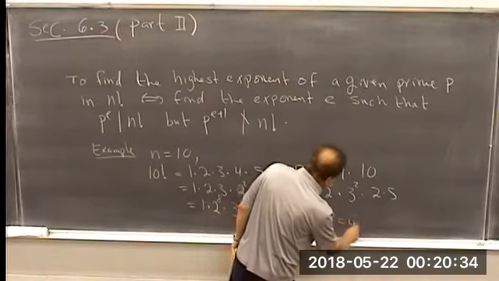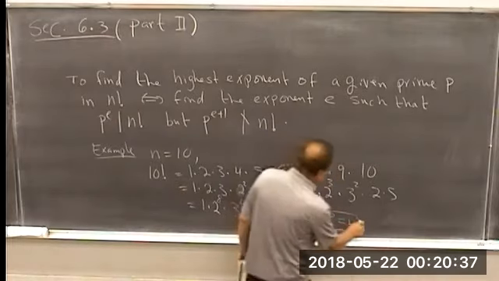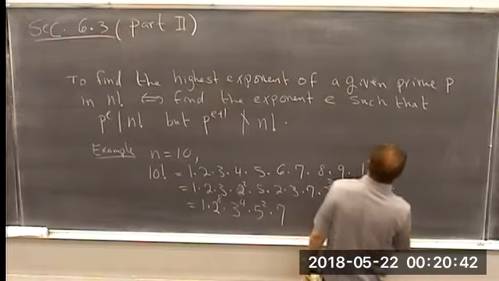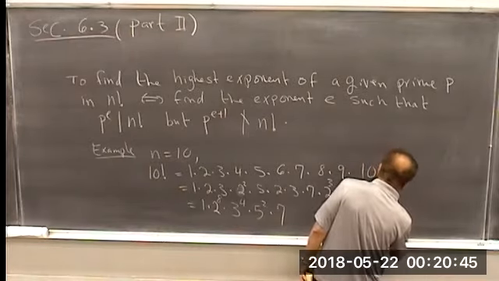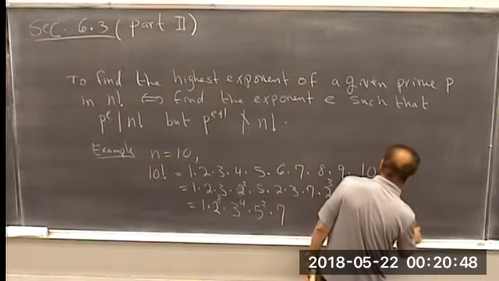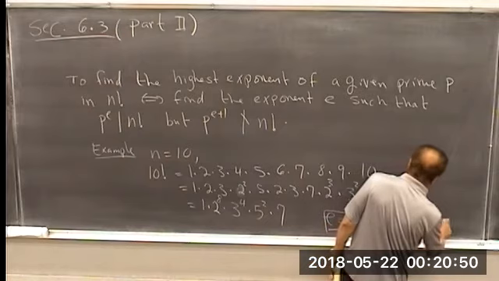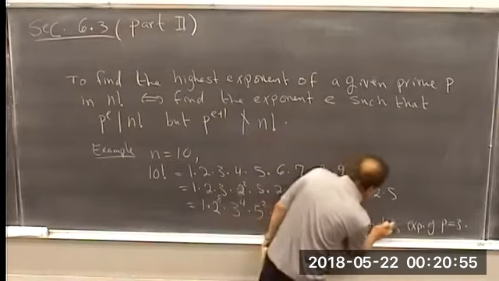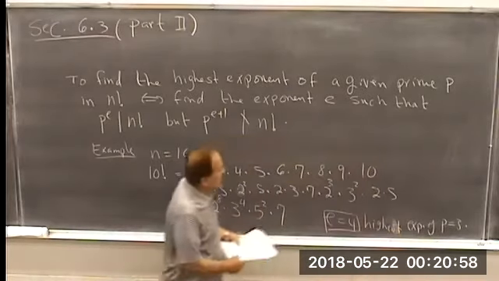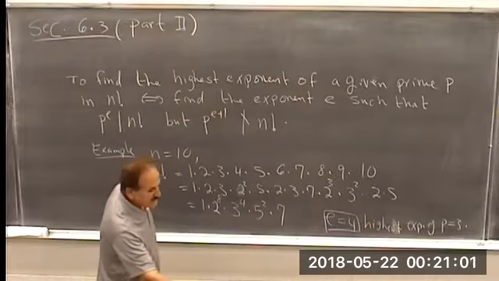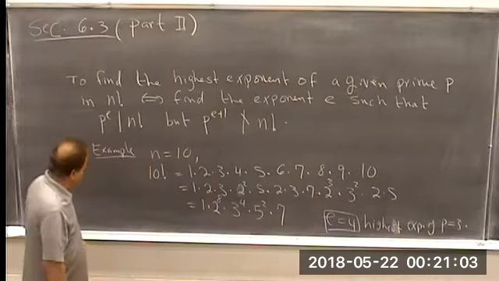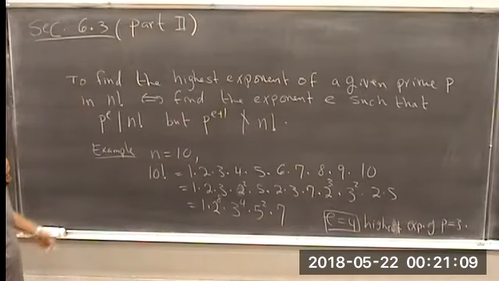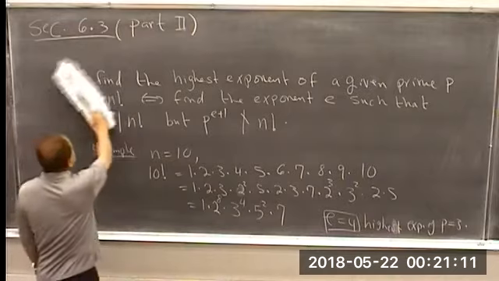So this is the highest exponent of the prime P. All right. Now let's see how we can actually derive this without displaying the n factorial, and find it by just counting how many 3's there are.